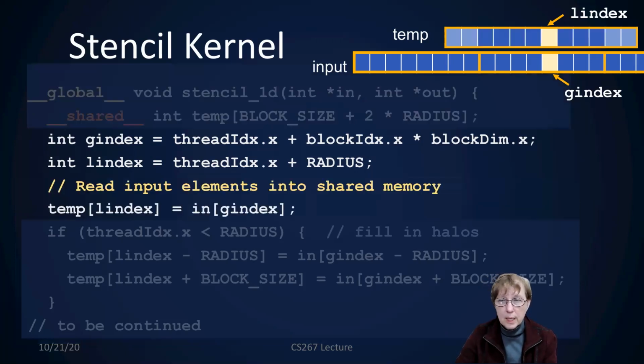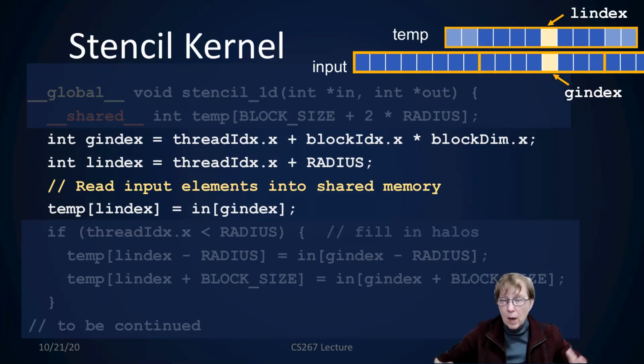So here's the assignment that, in parallel with each thread using its own index, is going to copy the input value at the global index into the location of the local index. That'll fill in all of the middle values that are non-halo values inside the temporary array. So at this point, the temporary array has been initialized with those input values.